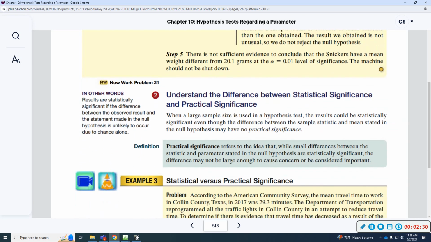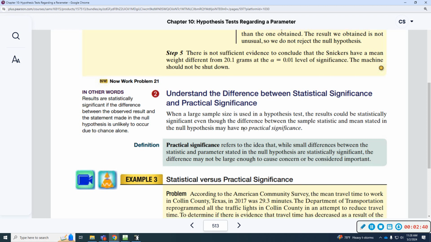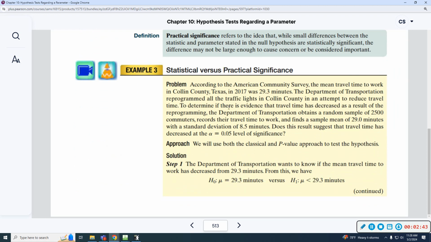Several examples. So another thing they wanted us to note is the difference between statistical significance and practical significance. If you read through this, I'll just point out the example. So, statistical versus practical. They have a survey about the commute time to work. It was 29.3 minutes. They reprogrammed the lights, and it said there's evidence that time has decreased.